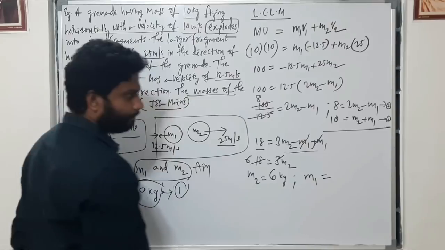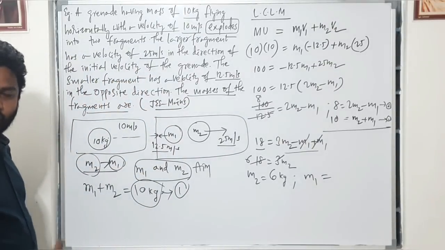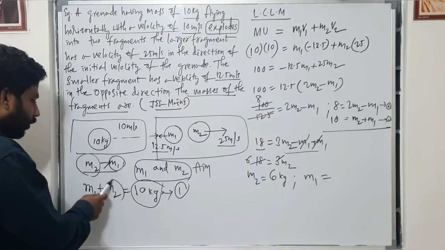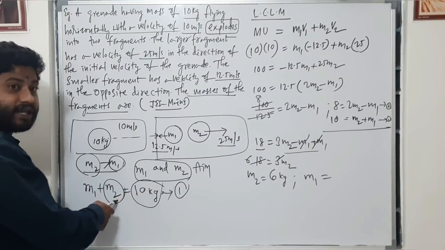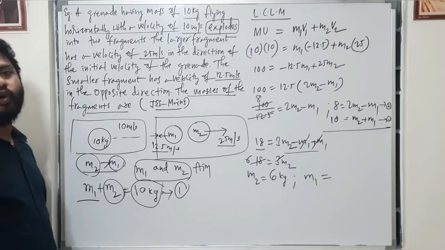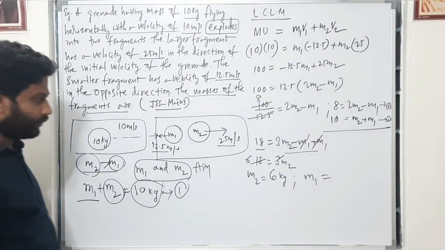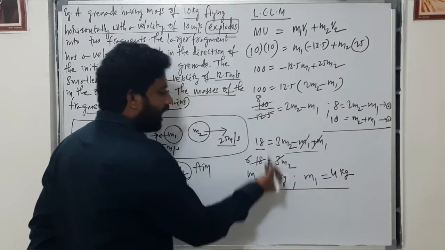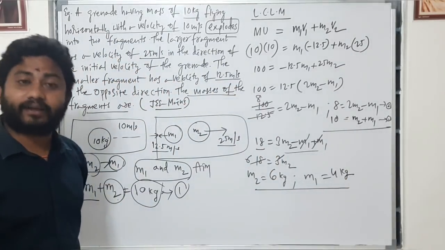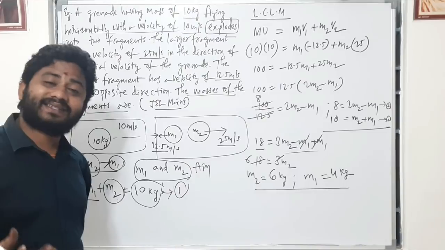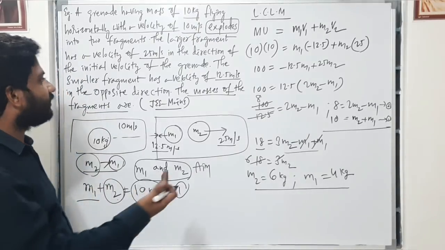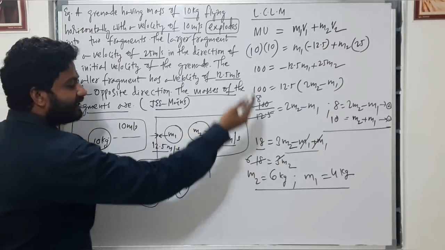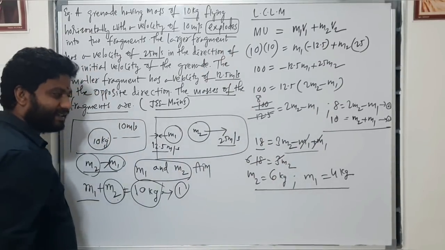How much is m1? Total mass m1 plus m2 needs to be 10 kg. So m2 is already there, larger fragment 6 kg, and this must be 4 kg. Then you get the answer. Yes or no? So m1 is 4 kg. So these are the masses of the fragments, individually we have found. Masses of the fragments are m1 is 4 kg, m2 is 6 kg.